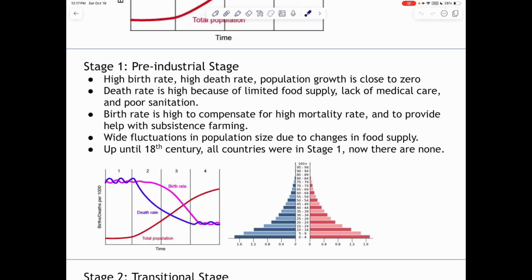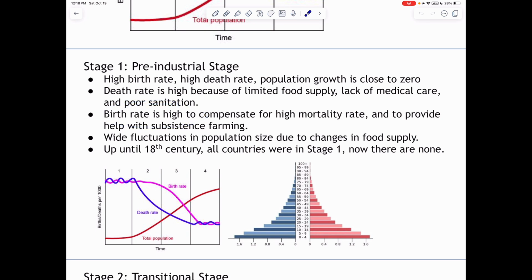This death rate is high because of limited food supply. We don't have medical care. We have poor sanitation. There's not those resources that are available to support this population. We're very much living on the land still. Our birth rate is also high because we need workers. We need people to provide farming. So a family needs a lot of children so that those children can help out as labor around the farm. That's why our birth rate is going to be so high.